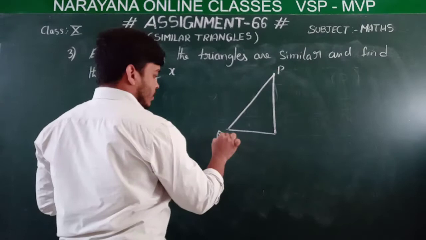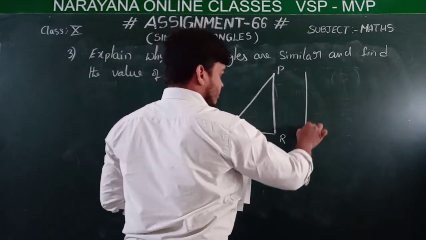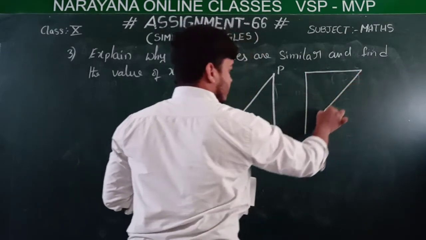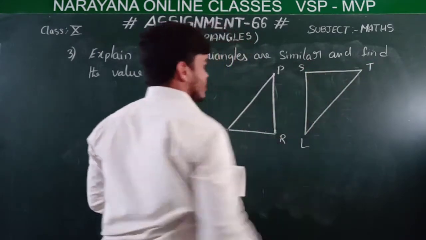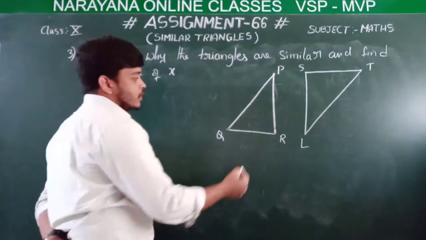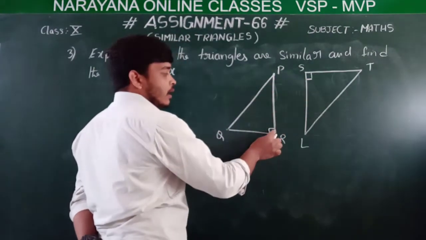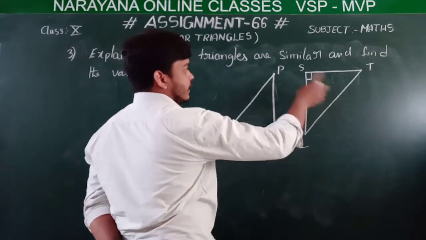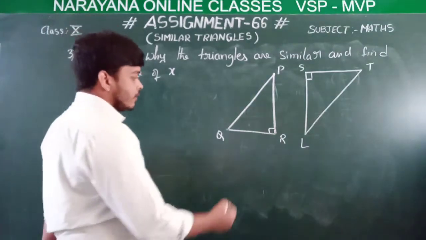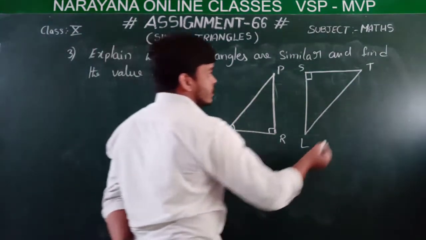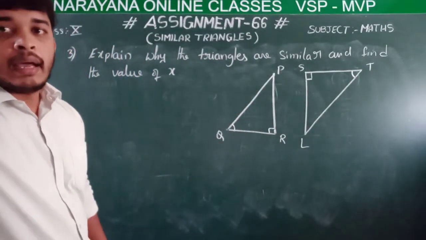P, Q, R, L, T, X. See here, if you observe, these two are right angle triangles. In triangle PQR, right angle at R. In triangle LTS, right angle at S. And also angle at Q is given equal to angle at T.